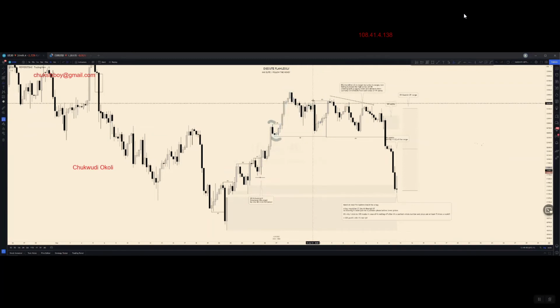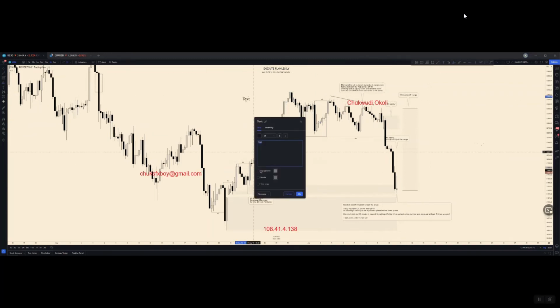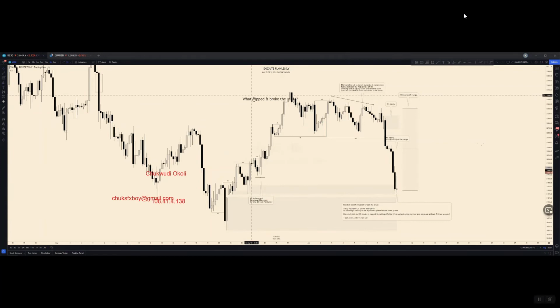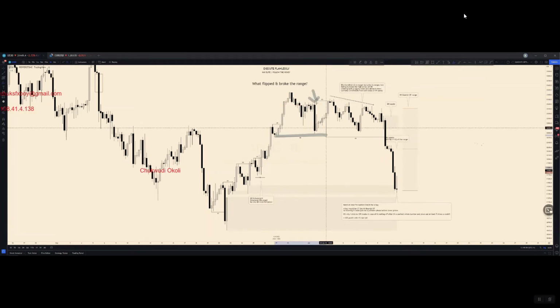So there's a question: what flipped and broke the range, right? It is this high. This is the high that broke this low, yeah? This is the supply that is responsible, that has the power of breaking this low, right? So when we broke the high, bullish, now I'm bullish, right? So now I'll do my premium discount from here to here, until it shows me otherwise, right?